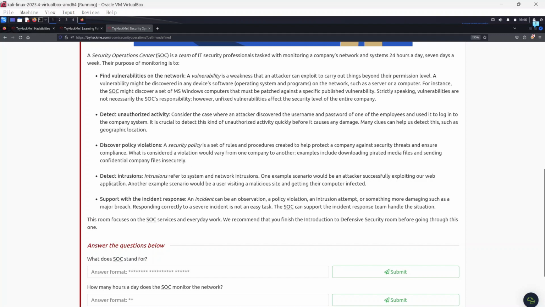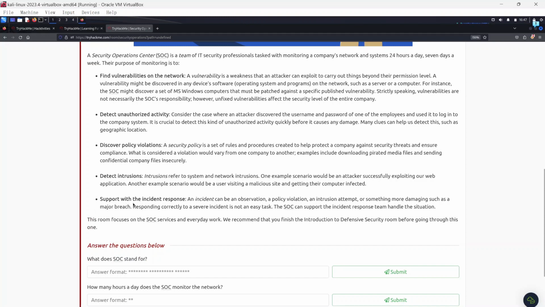Fourth here is to detect intrusions. Intrusions refer to system and network intrusions. One example scenario would be an attacker successfully exploiting our web application. Another example scenario would be a user visiting a malicious site and getting their computer infected.